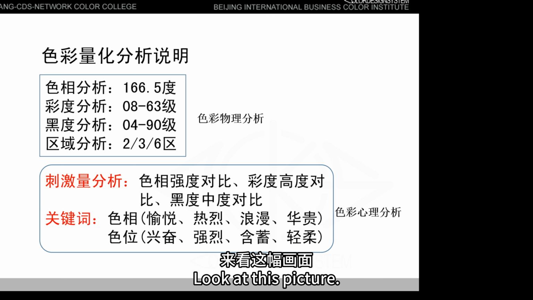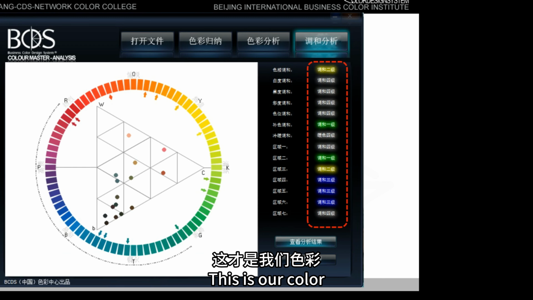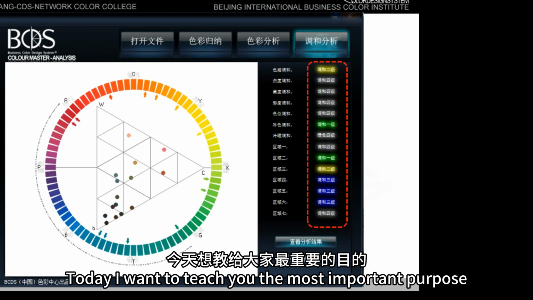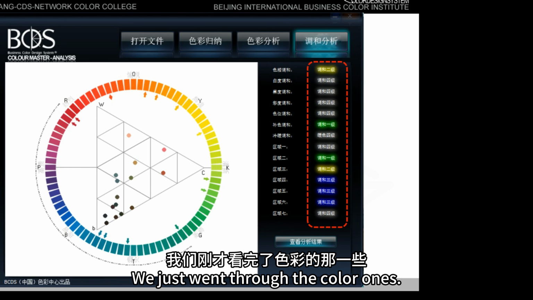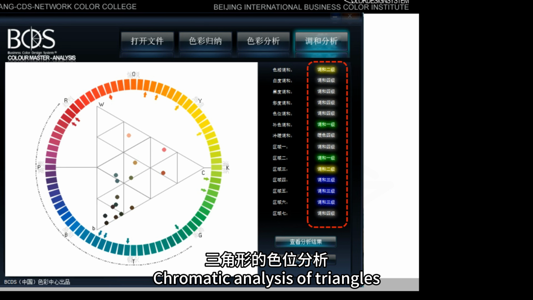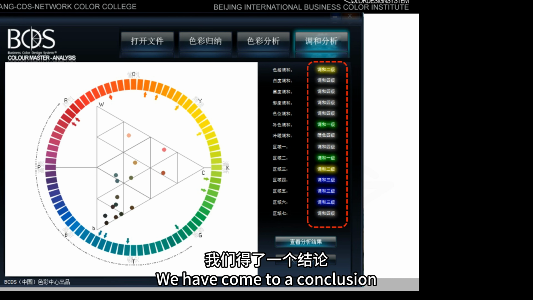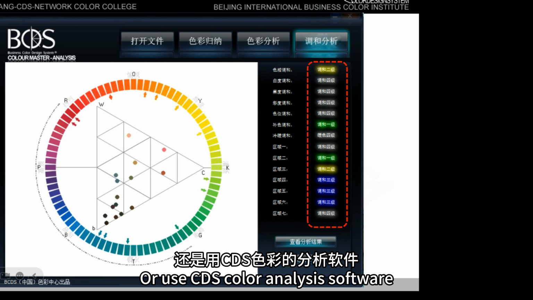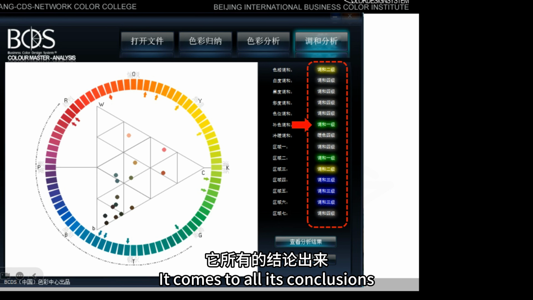Look at this picture. What is it like? This is our color. Today I want to teach you the most important purpose. We just went through the hue analysis of all colors, the chromatic analysis of triangles, and the analysis of its psychological nouns. We have come to a conclusion, or use CDS color analysis software to make an explanation. We see here, it comes to all its conclusions.